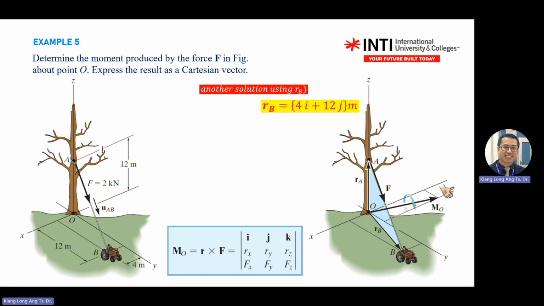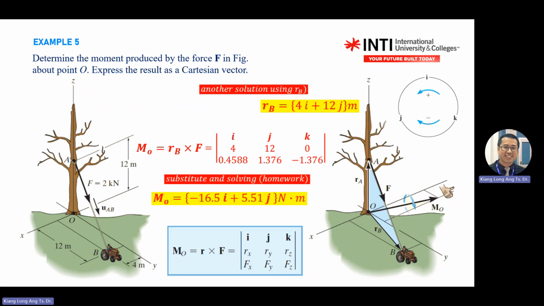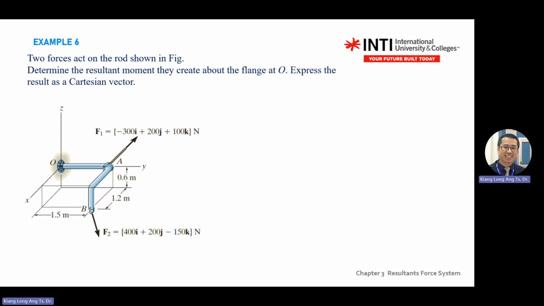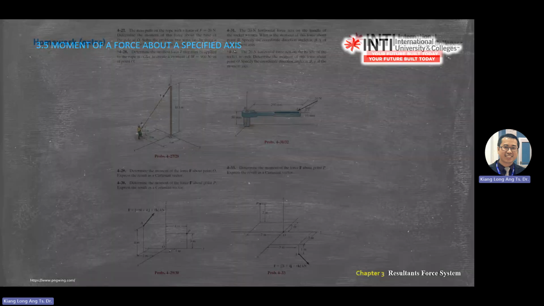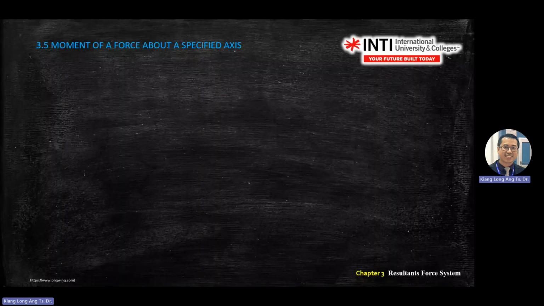Another one is RB, so you can look at it as your extra homework. You can prove you still get the same answer. Sample 6, go and see. Okay, then we stop.